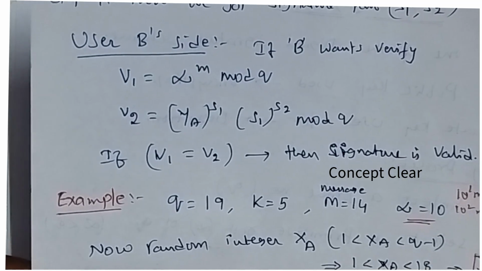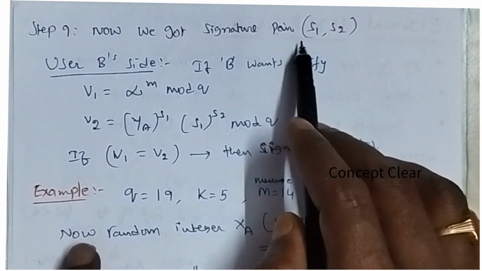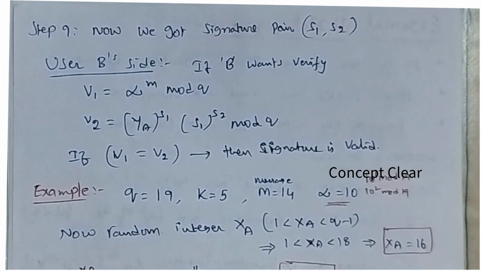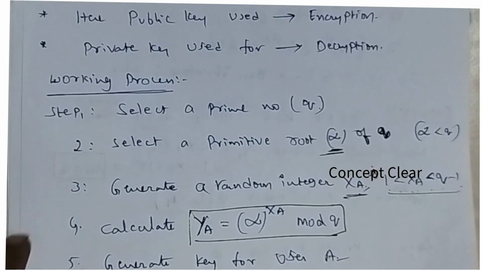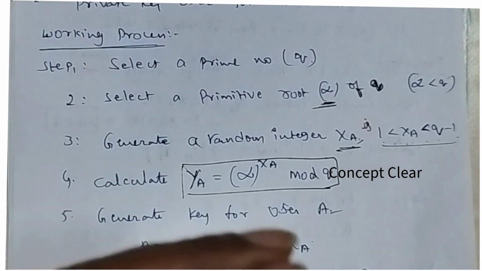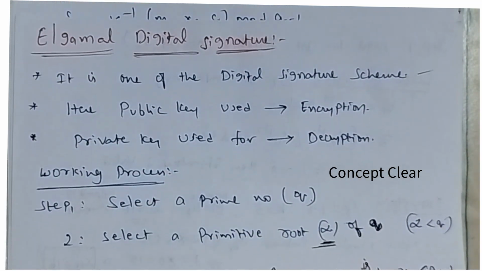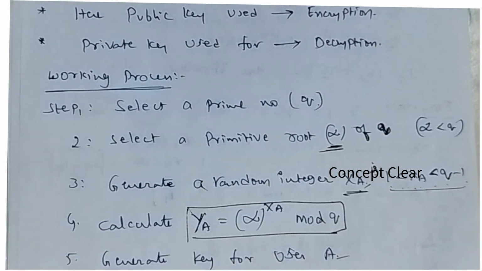Next, what is the next step? Now we got a signature pair s1 comma s2. This is the sender side. These are the steps performed at the sender side. When the sender is sending a message, he will apply all these steps for creating the Elgamal digital signature. After that, he will send the message to the receiver side.